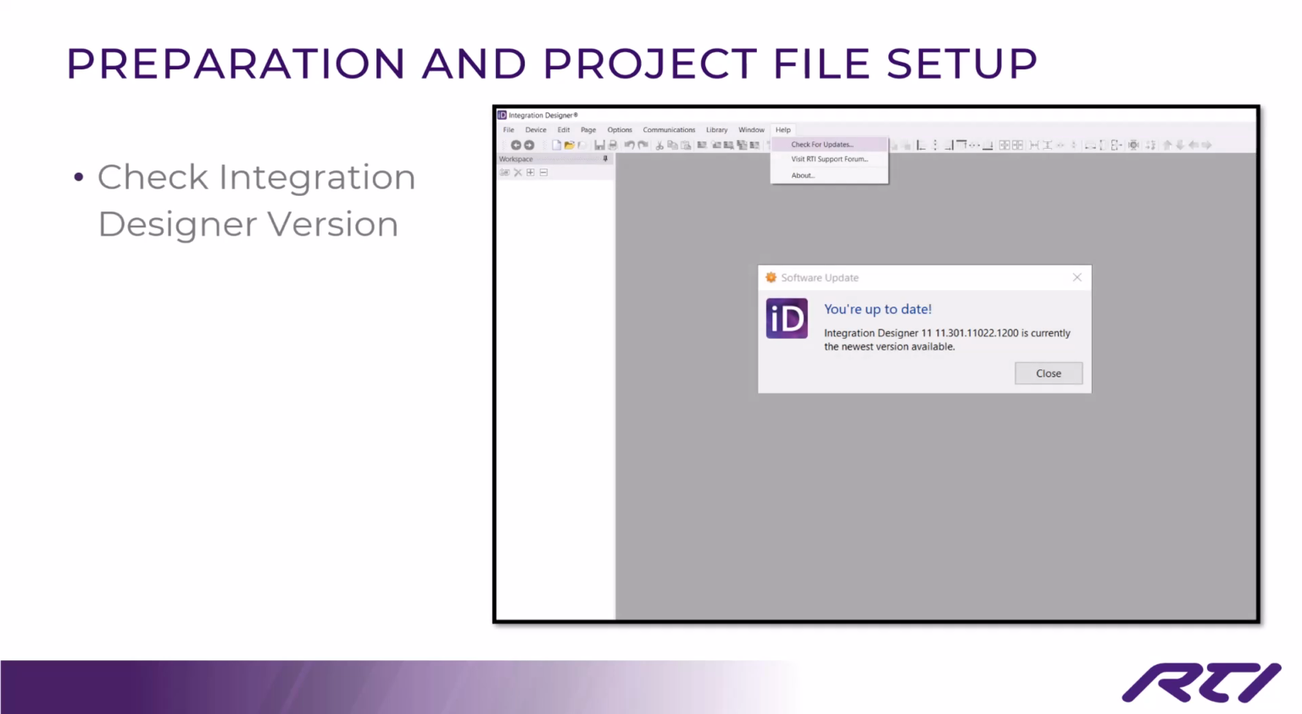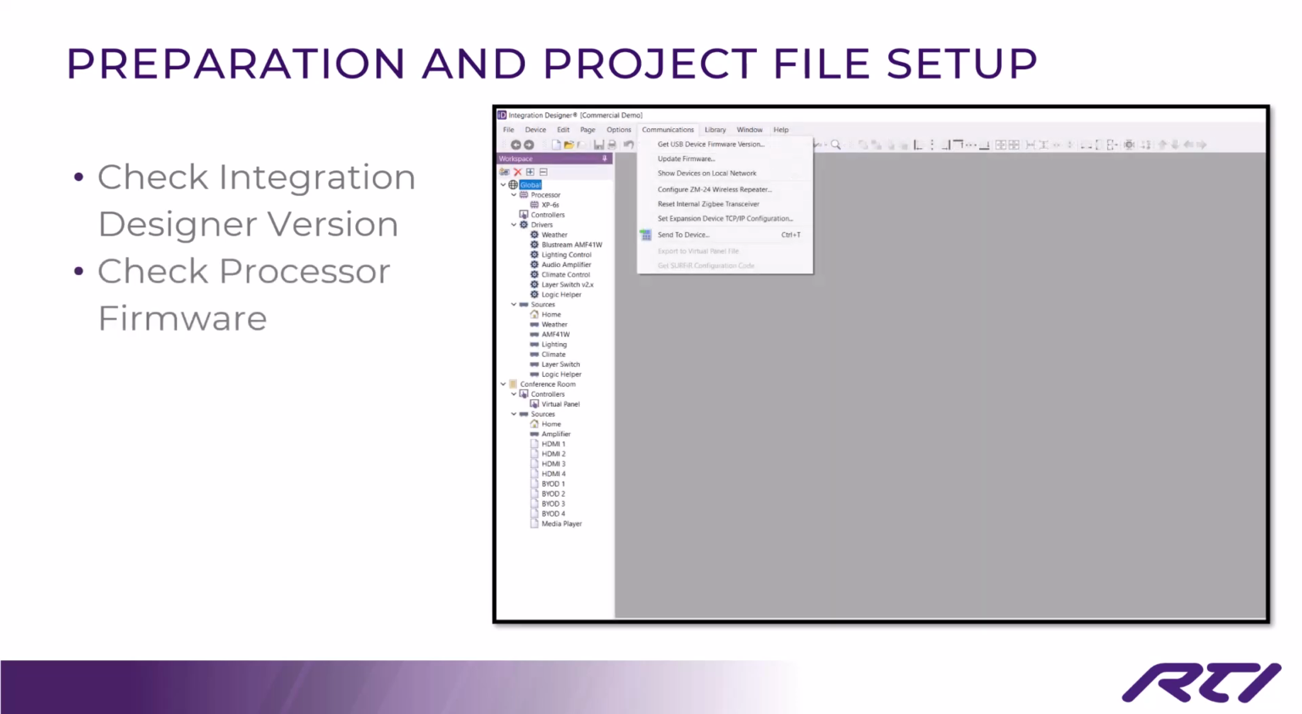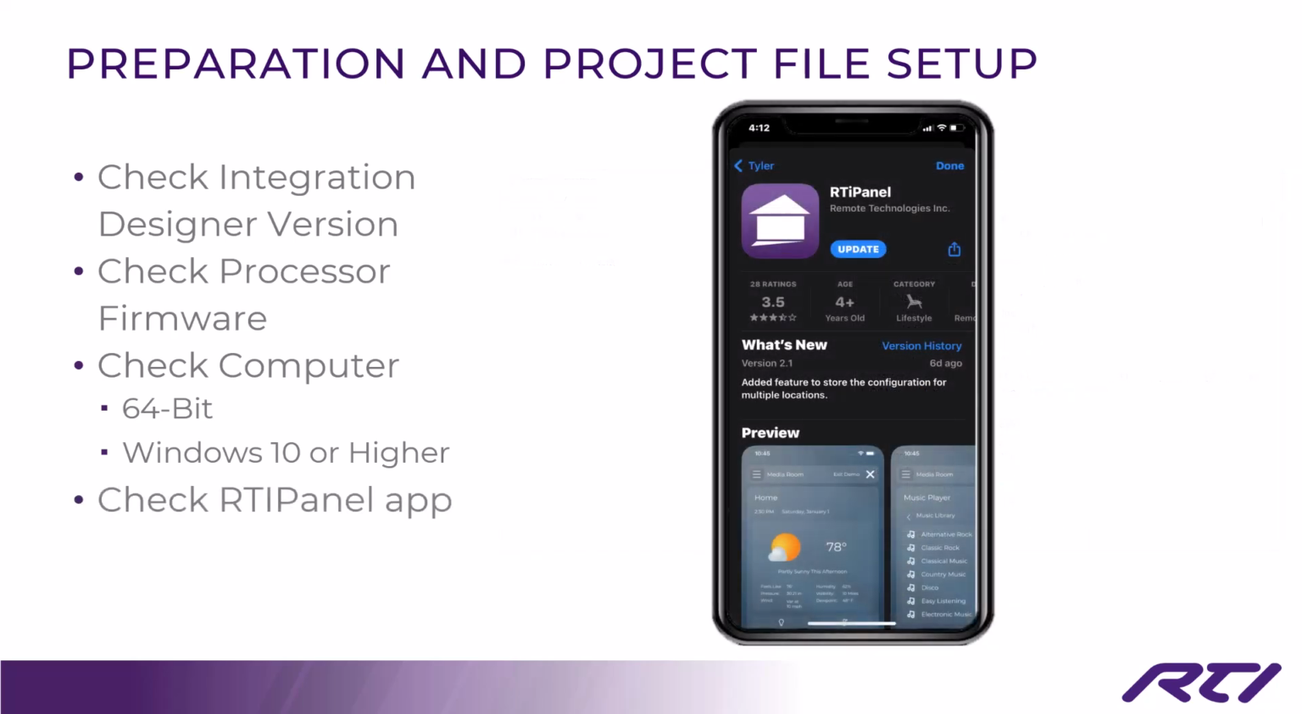First, always check to make sure you have the latest Integration Designer programming software on your computer. RTIPanel Multi-Location is only available on version 11.3 and higher. Additionally, always check firmware on the processor to be used and update if necessary. Make sure you have a 64-bit PC running Windows 10 or higher as its native operating system. Finally, make sure you have the latest version of RTIPanel app.